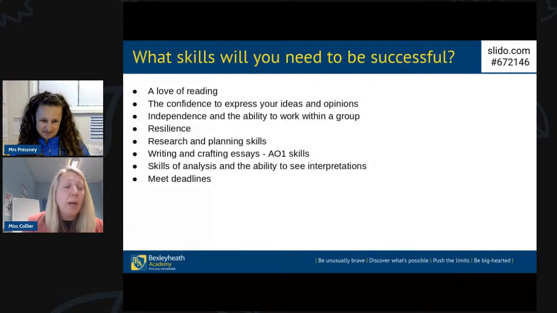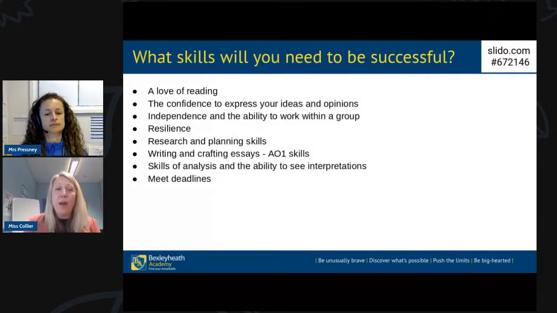It might not be something where you pick up a book every single night and read for fun, but you have to have the ability to pick up a book and read independently. Because obviously, we can't read everything in class all of the time. So you are going to have to read your chunks at home, especially your coursework texts.